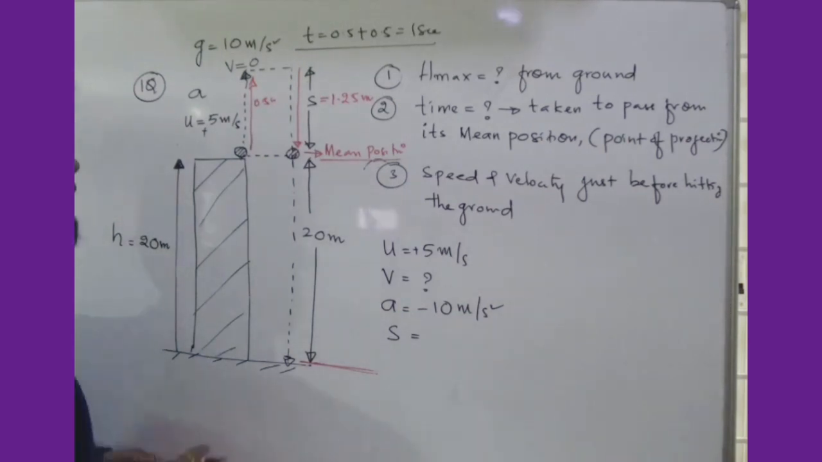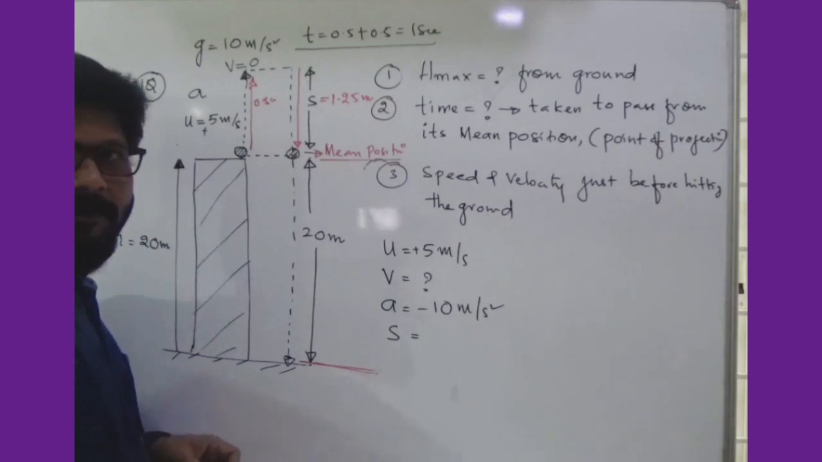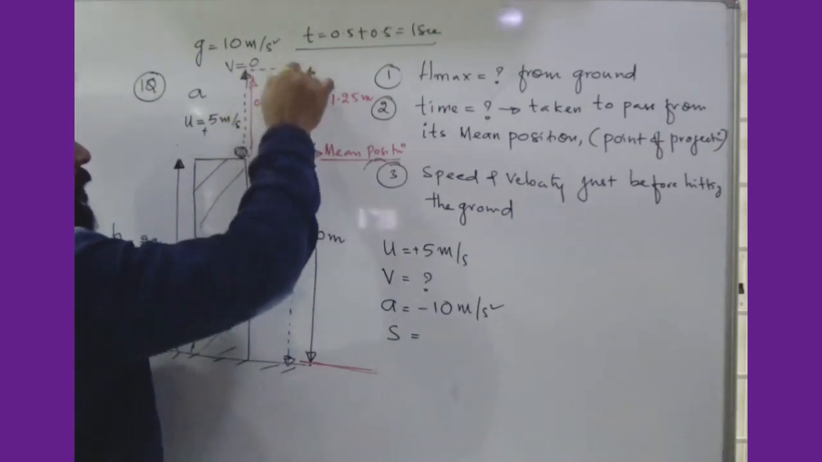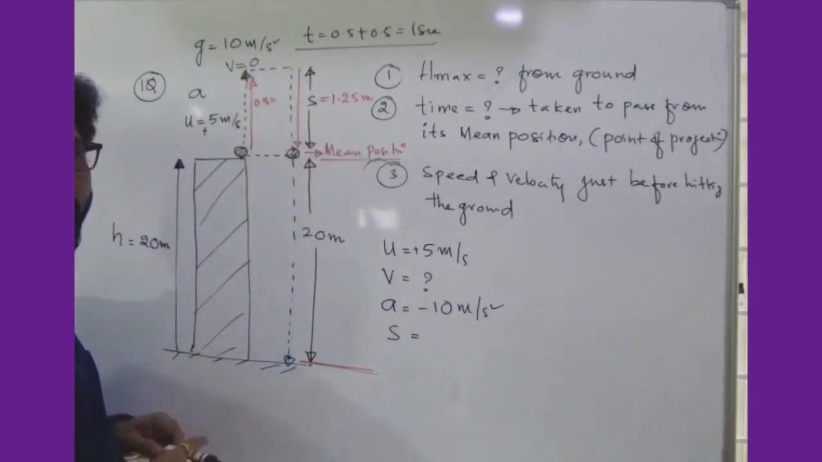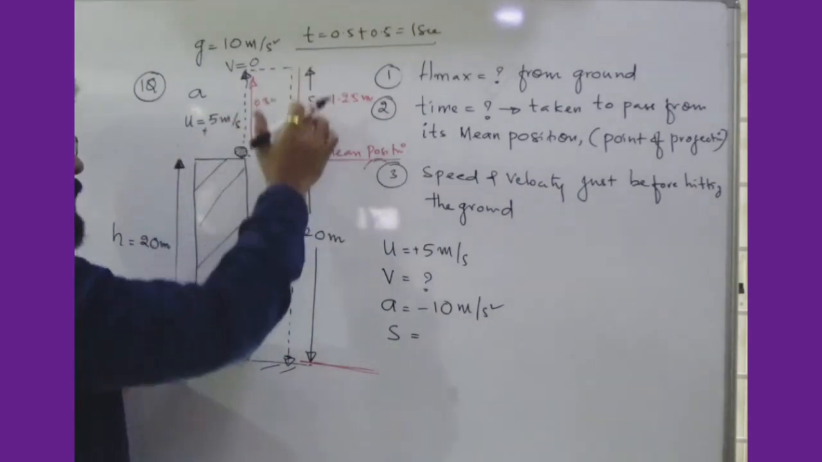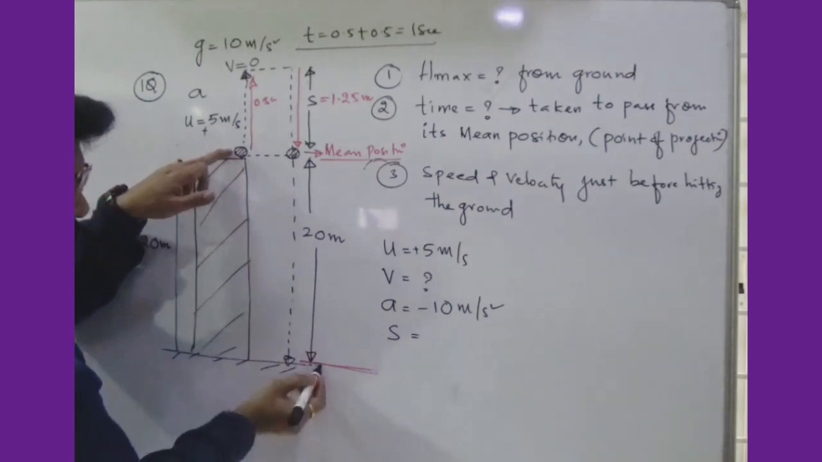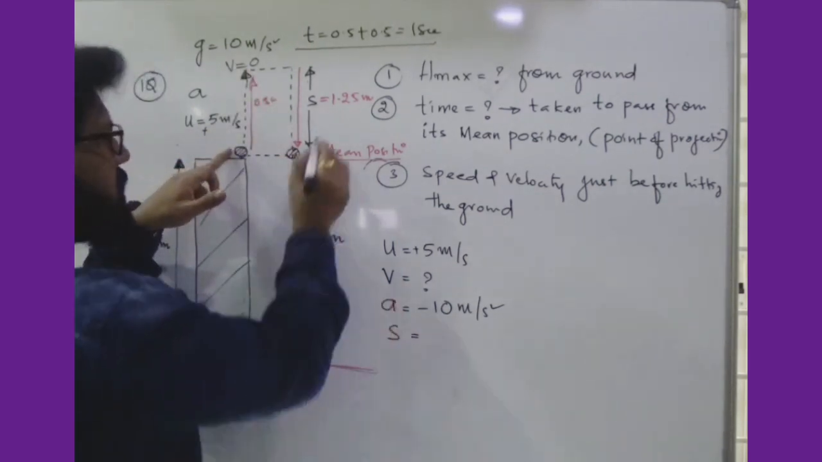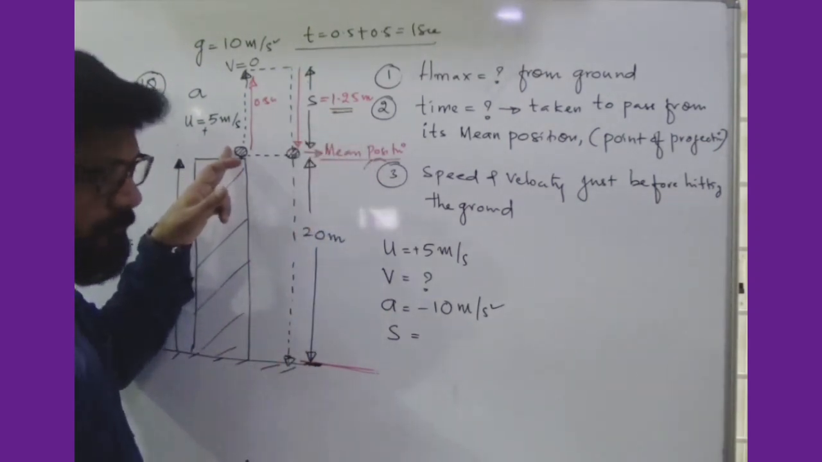So how is it 20 meters? It is going up and coming downwards. Going upwards, the distance is 1.25 meters, and coming downwards is also 1.25. If I want to write the displacements from here onwards till this point, carefully see. Going upwards, the distance is 1.25. Is it positive or negative displacement?